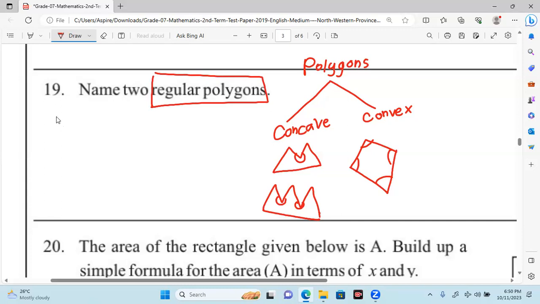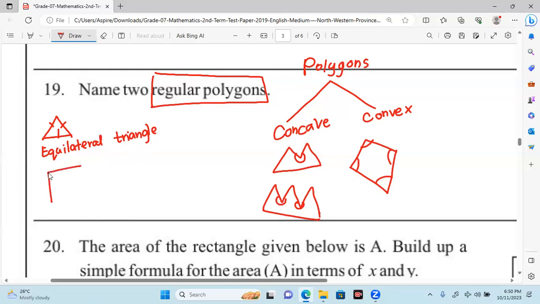If we take a triangle, if all the sides are equal in that triangle, we call it an equilateral triangle. When all the sides are equal in a particular polygon, it is called a regular polygon.